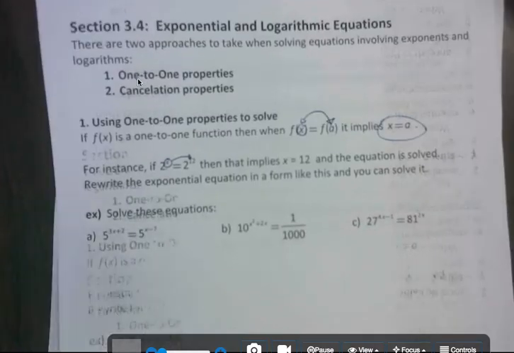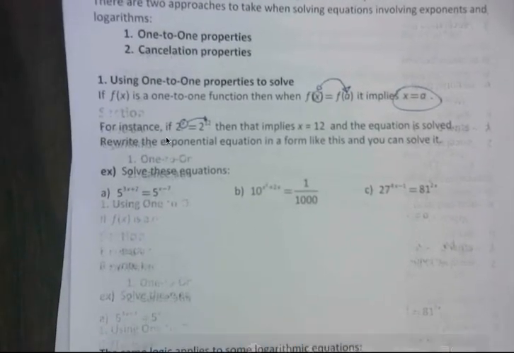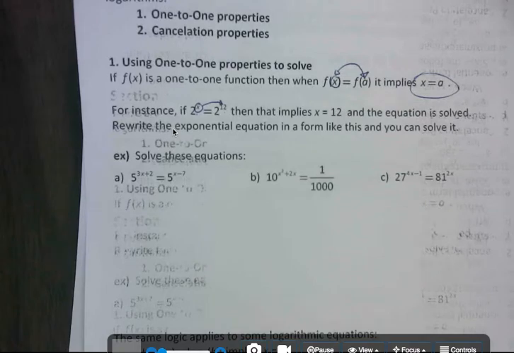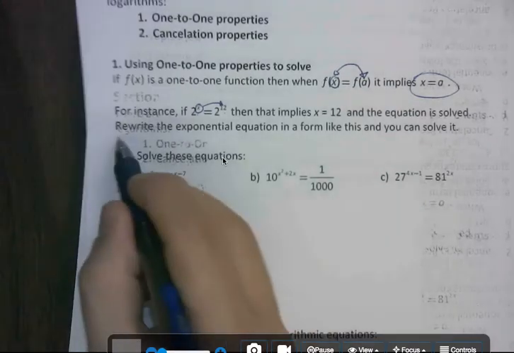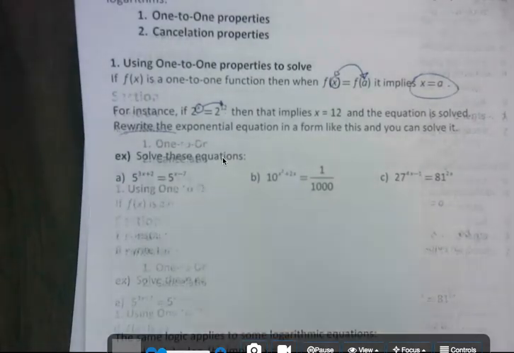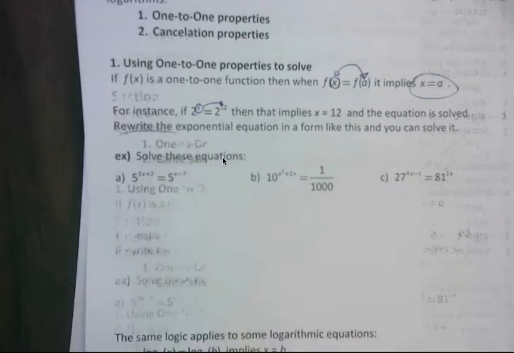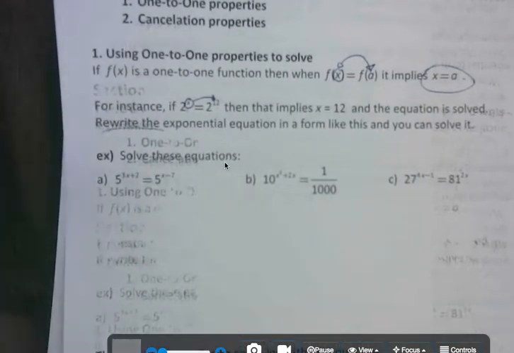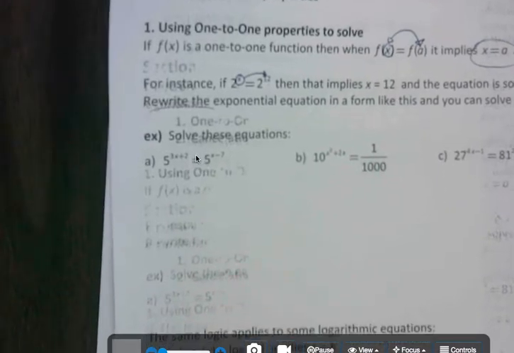For some of these, we'll have to rewrite them to get common bases, and that's really the main thing to take away here, is that we're rewriting to end up with a form like this. Notice the bases are the same. That's a lot easier to work with. So we'll take these out one at a time.